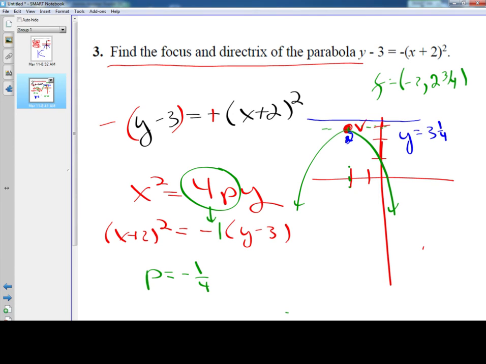Fantastic. Any questions on number 3? Wait, so it's the blue right there, the little blue dot, that's the focus? That's the focus, and then the directrix will be right above.